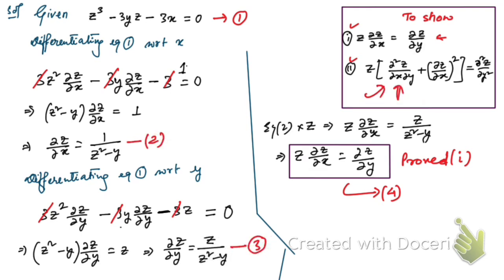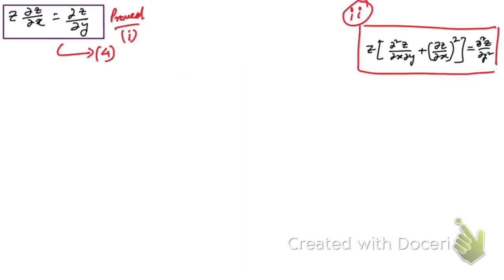So in order to prove this second part of the question, let me copy this equation number 4 and go to the next slide. Okay, so here is equation number 4 and this is what we need to prove. Now let us differentiate equation number 4 with respect to y.